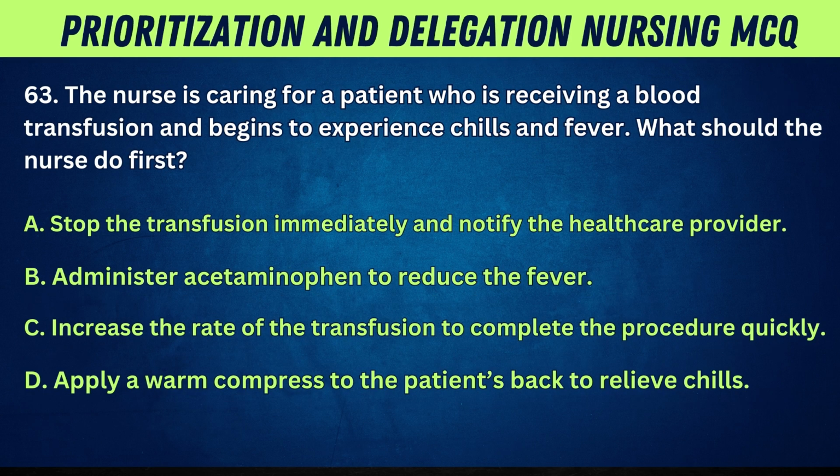63. The nurse is caring for a patient who is receiving a blood transfusion and begins to experience chills and fever. What should the nurse do first? A. Stop the transfusion immediately and notify the healthcare provider. B. Administer acetaminophen to reduce the fever. C. Increase the rate of the transfusion to complete the procedure quickly. D. Apply a warm compress to the patient's back to relieve chills.